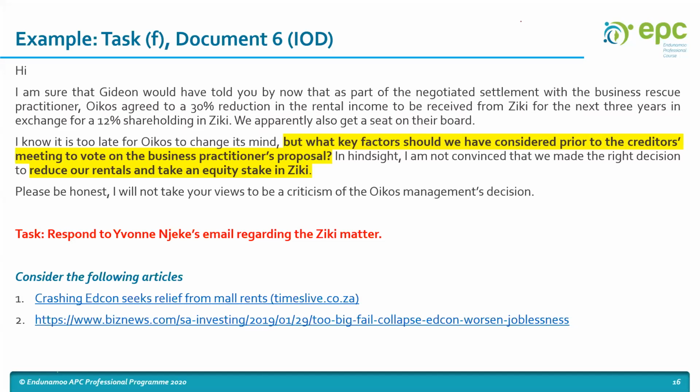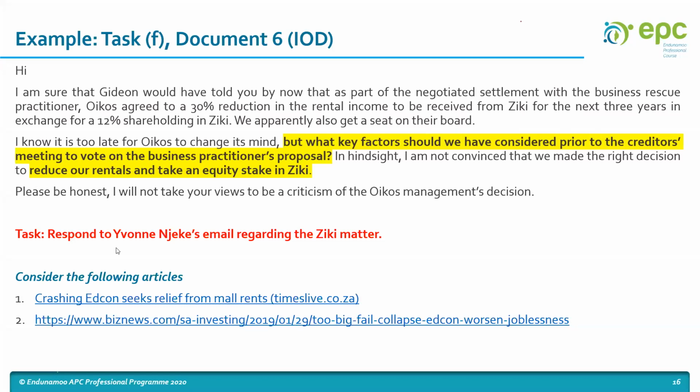We apparently also get a seat on their board. Interesting. I know it is too late for OKIOS to change its mind because they've already agreed. But what key factors should we have considered prior to the meeting to vote on the business practitioner's proposal? In hindsight, I am not convinced that we made the right decision to reduce our rentals and take an equity stake. Please be honest. I will not take your views to be criticism of management's decision.